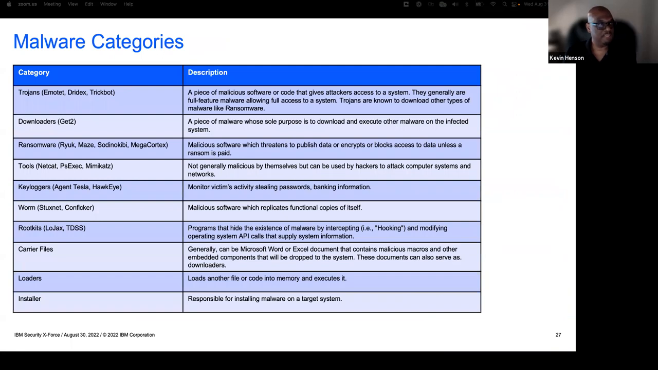Here are some details on specific malware categories. So part of my job is to analyze any number of these categories. I'm not going to read through the entire list, but notably, there is some overlap within the particular categories. Once you start to learn about malware and reverse engineering, you will find out that a Trojan can be a downloader, a Trojan can be a worm. So there's a lot of overlap within the functionality of these samples.